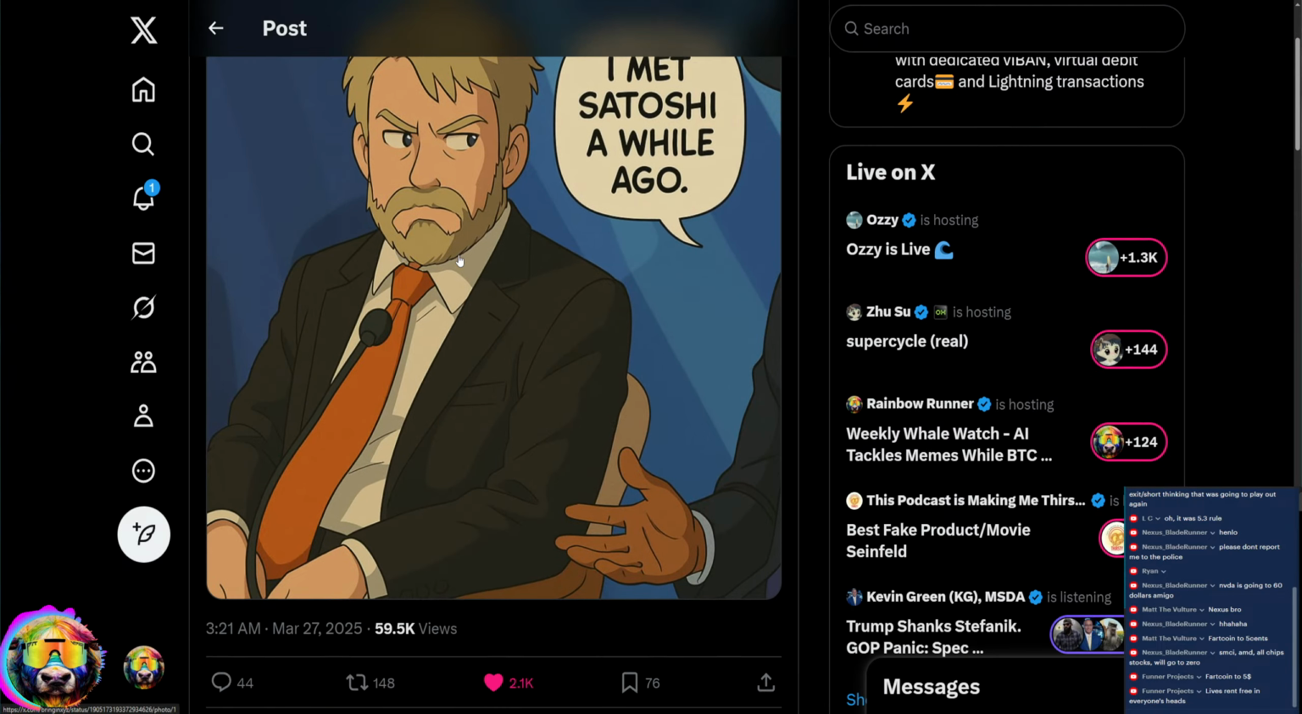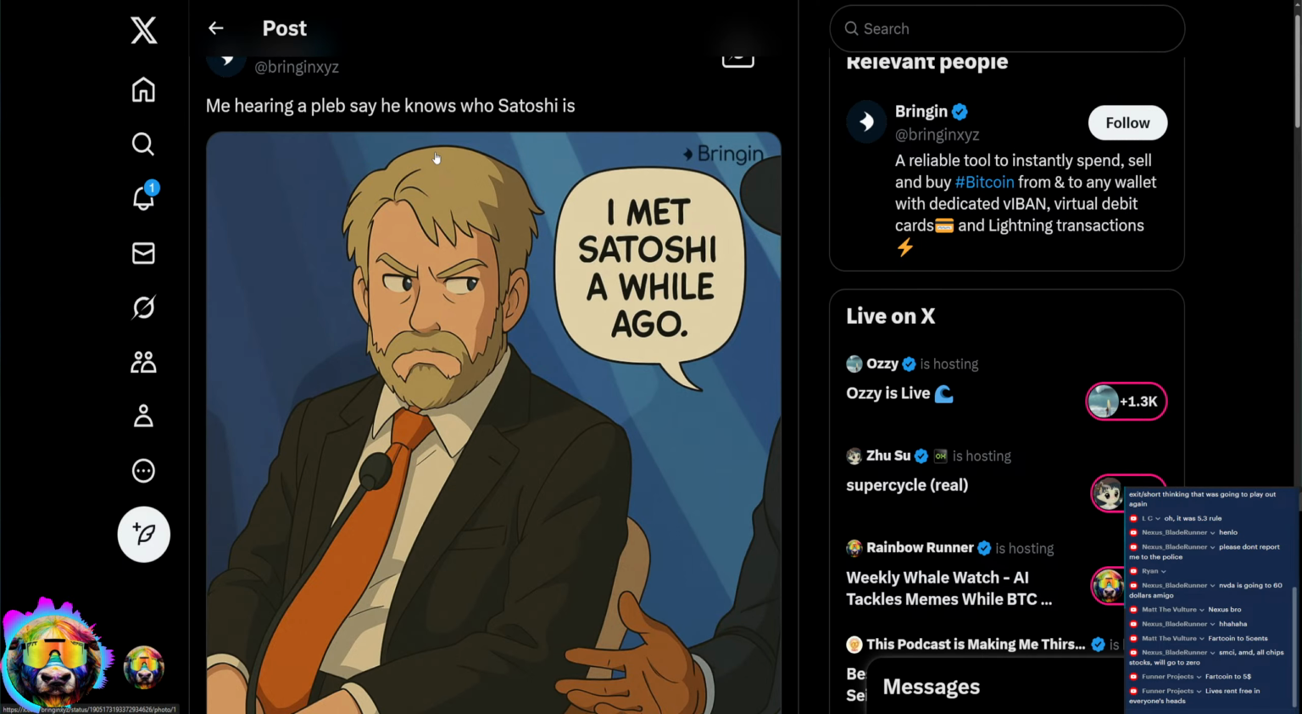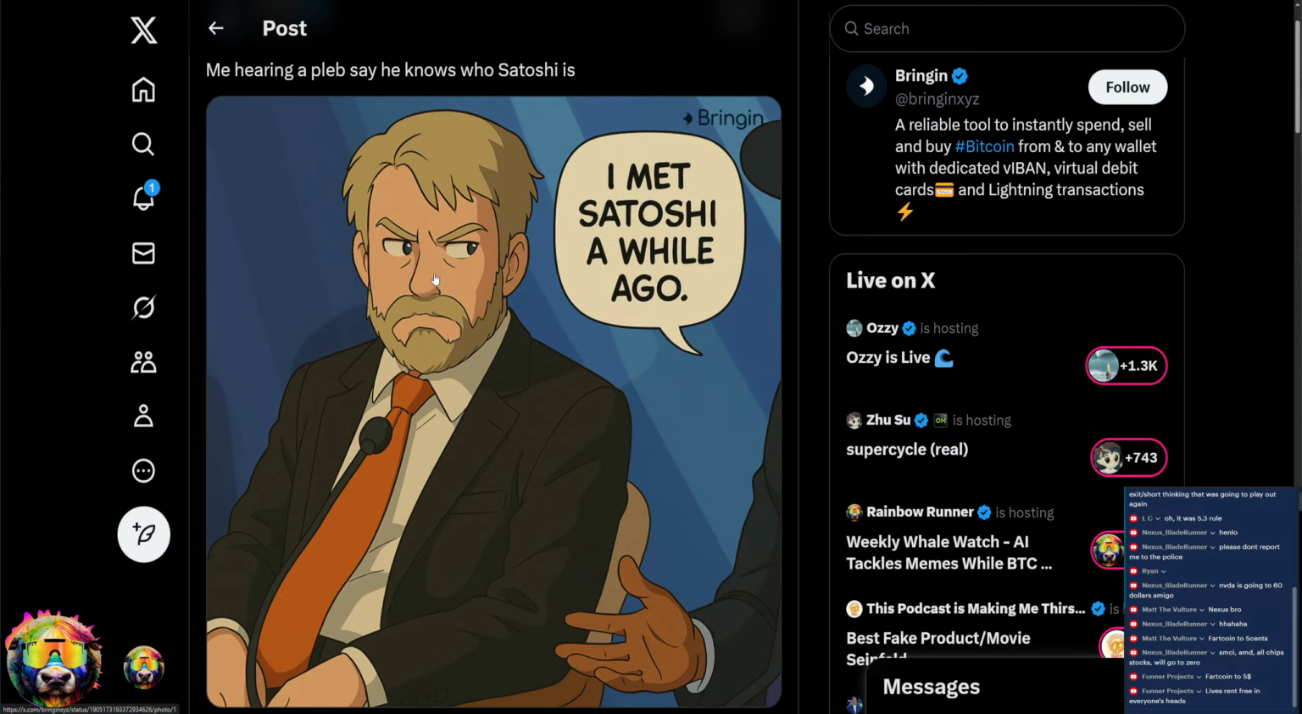But moving on. Back to AI. Me hearing a pleb knows who Satoshi is. Like, this is an amazing one. Like, that nail sailor even has the orange tie. I absolutely love it.